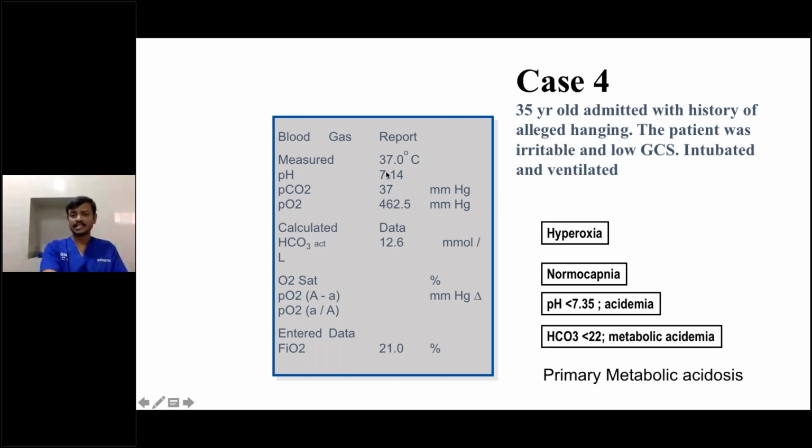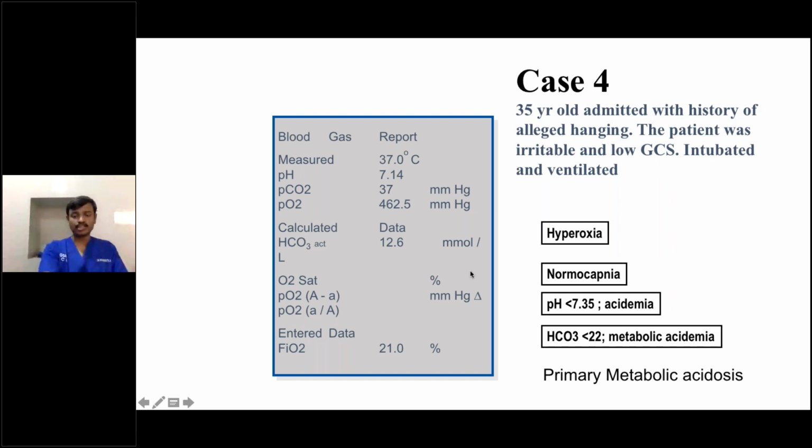pH is less than 7.35, so it's acidosis. Something is contributing to the acidosis. So look at the PaCO2. PaCO2 should be high to call it respiratory acidosis, but that is not happening. The PaCO2 is normal. Look at the bicarbonate. Bicarbonate is low. If bicarbonate is low and pH is low, it is a metabolic acidosis. So it's a primary metabolic acidosis.